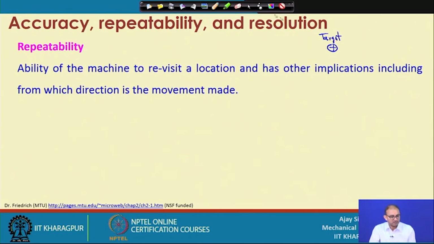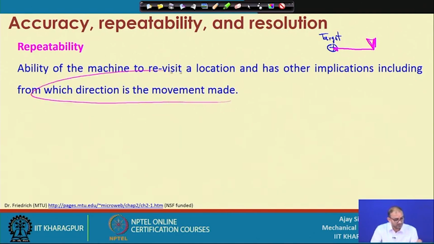Okay. And our cutting tool is right now at this location. This is our cutting tool. Let us consider our cutting tool is at this location, moving in this direction, correct. Now, in the next operation, this depends on the revision location and other implications, including from which direction the movement is made. Right now our direction of movement is this one, correct.